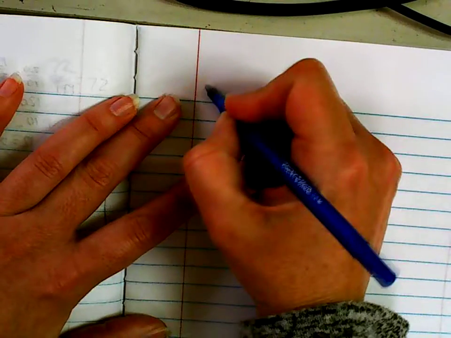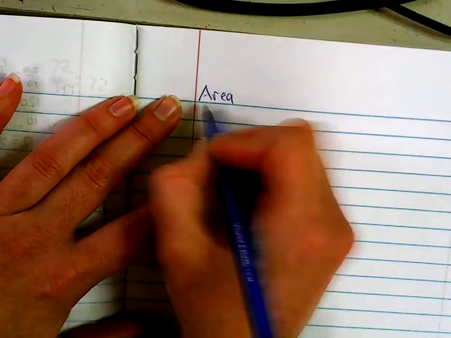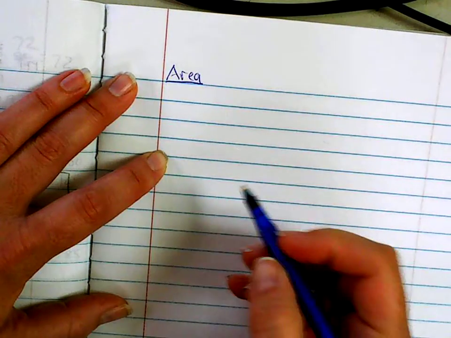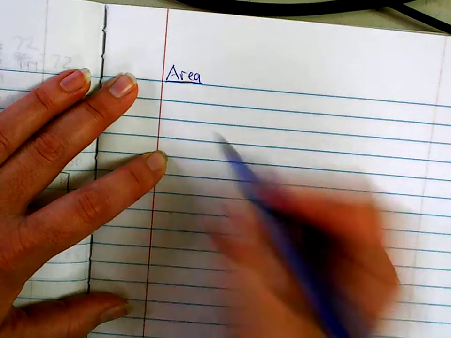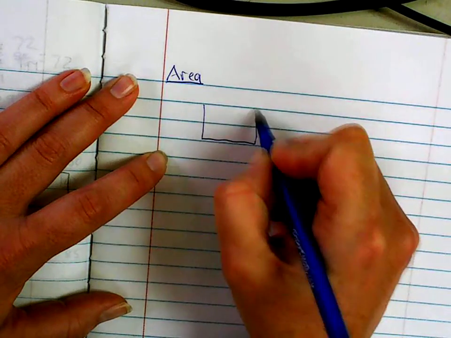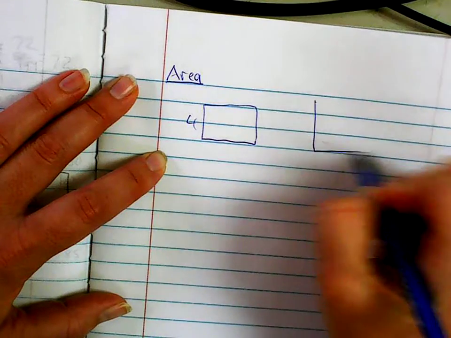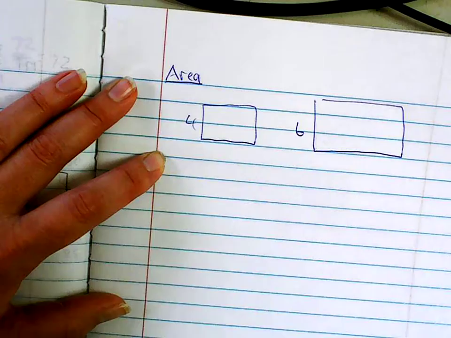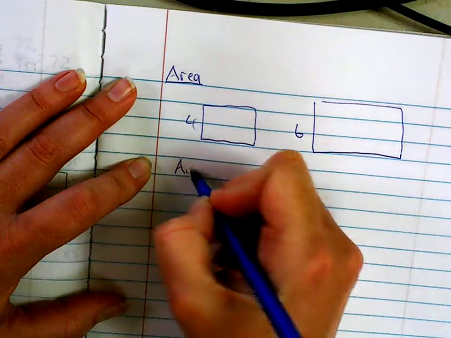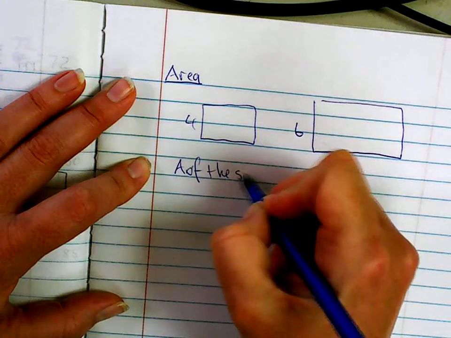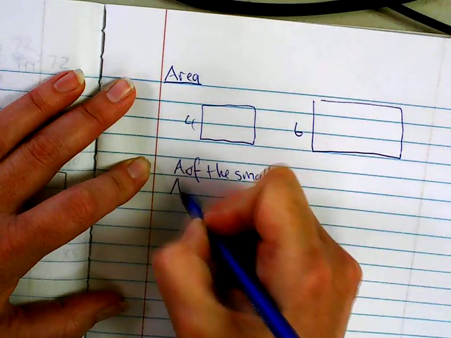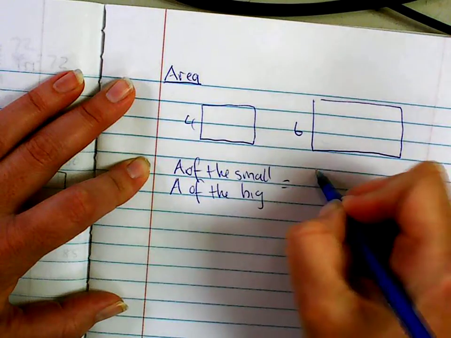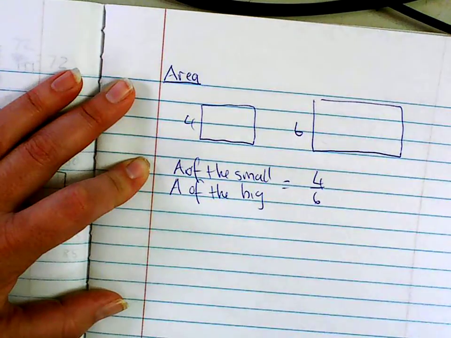area, when we look at area, it changes a little bit. So I'm going to do this again. Do the small one, which is 4, to the big one, which is 6. Only this time I'm going to do the area. So the area of the small to the area of the big. Now it looks like this. So far nothing's different.